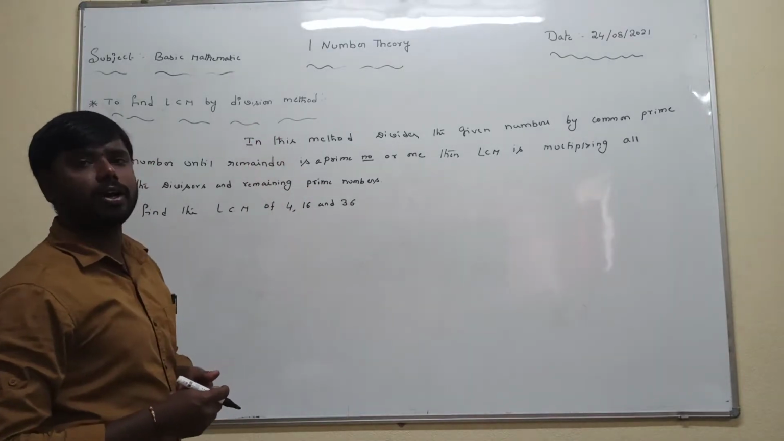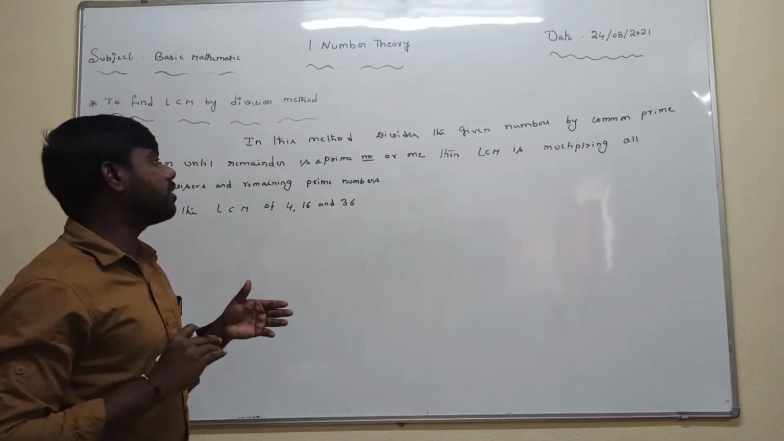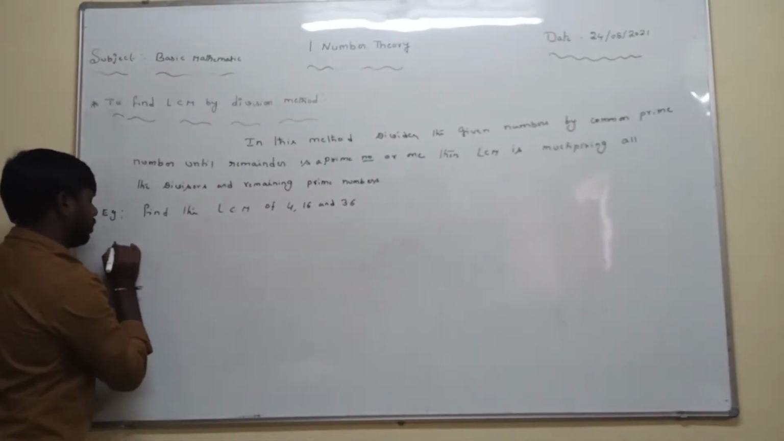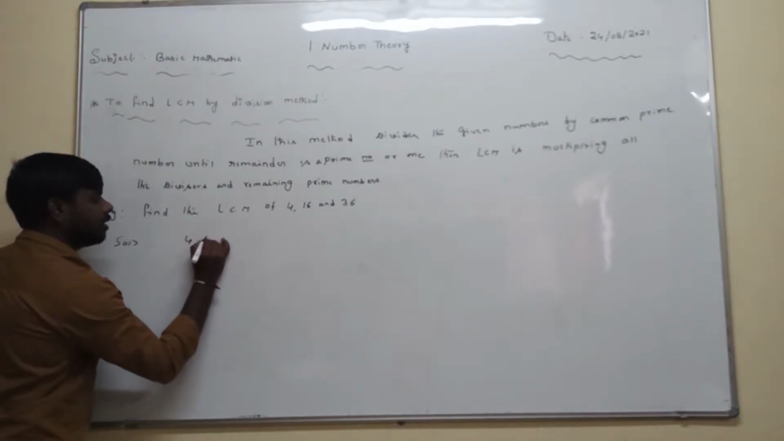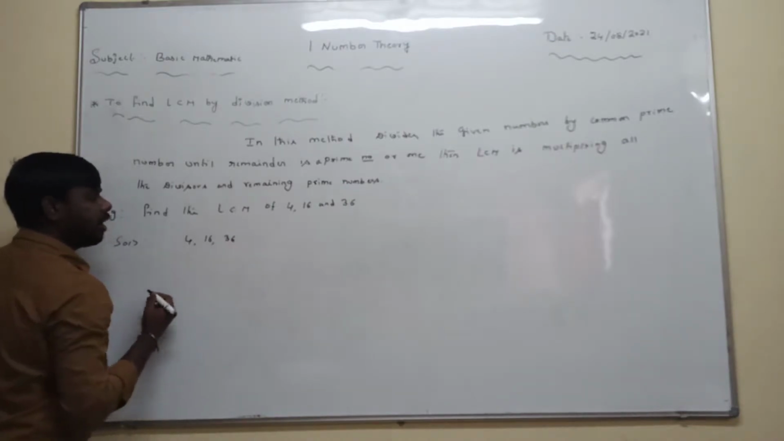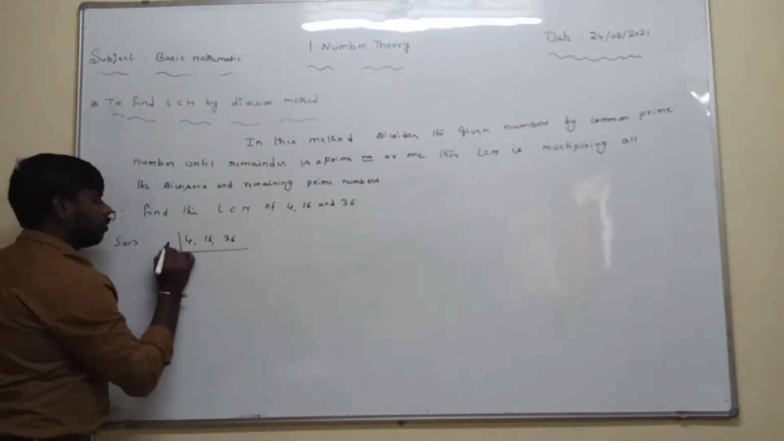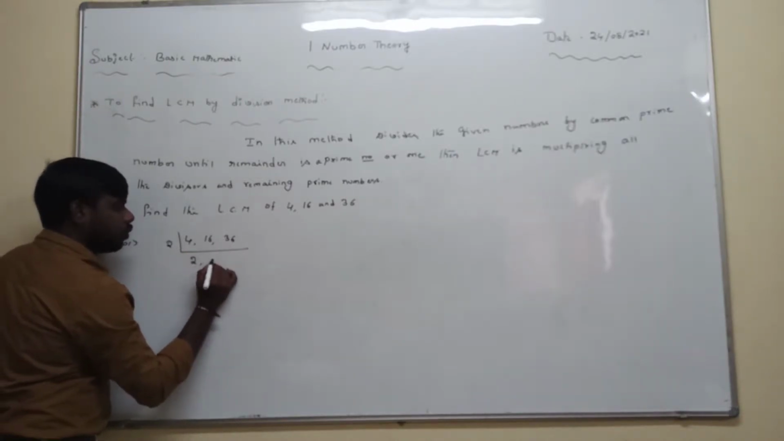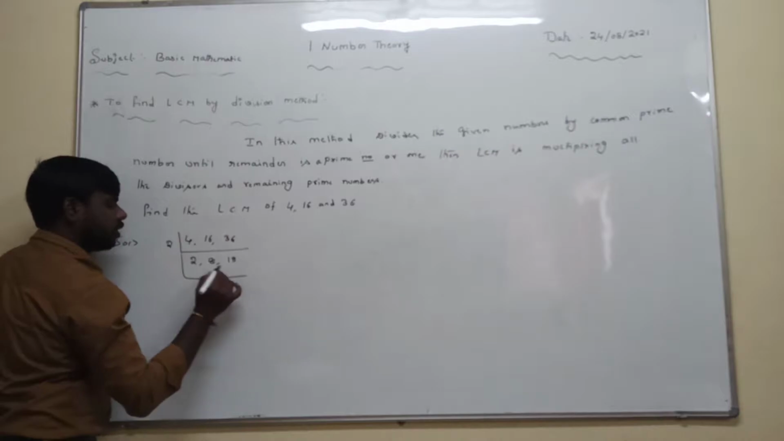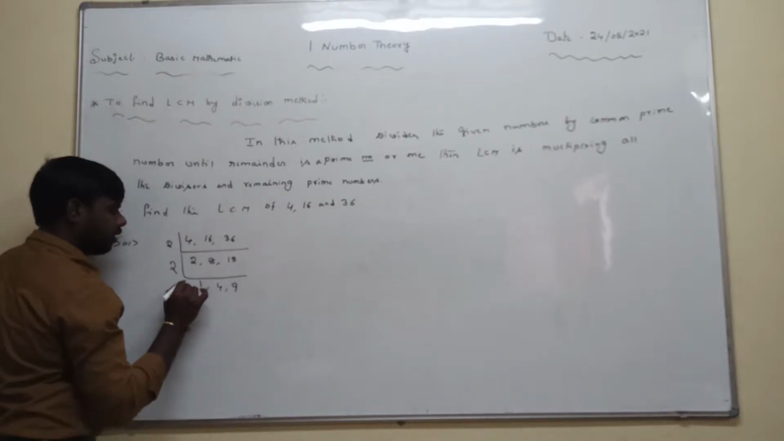What is the condition for the division method? Divide all the numbers by a common prime number. So write the given numbers horizontally: 4, 16, 36. Now divide the given numbers by a common prime number. Prime numbers start from 2. So 2 2s are 4, 2 8s are 16, 2 18s are 36. Next 2 is possible: 2 1s are 2, 2 4s are 8, 2 9s are 18.